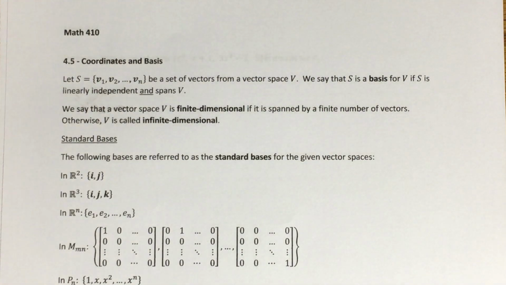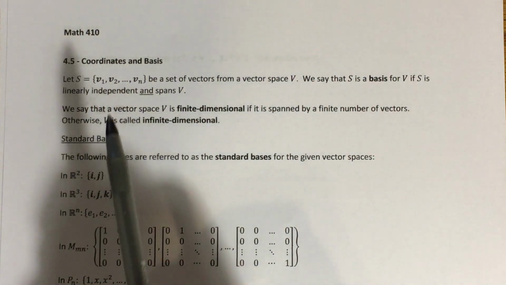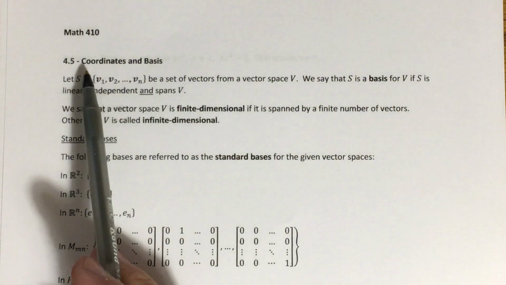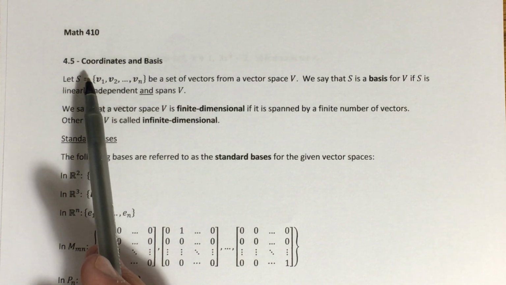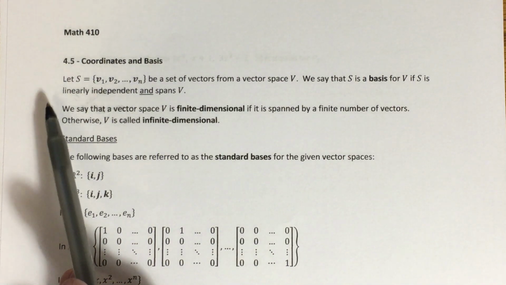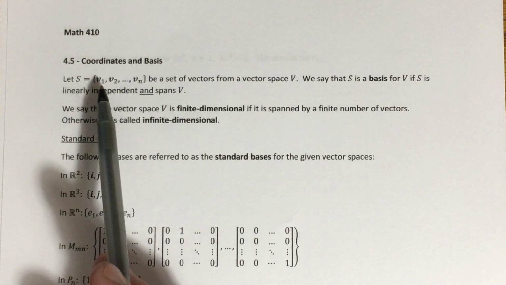Okay, so now we're in section 4.5. We're talking about coordinates and basis. This section is kind of a culmination of what we've done in the previous two sections, talking about both linear independence and spanning sets. So let's start with the definition.